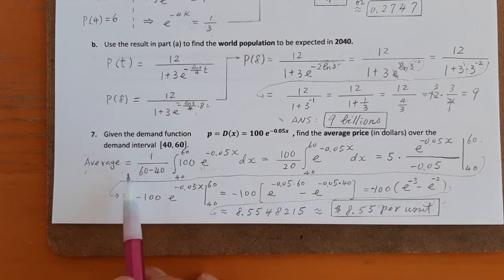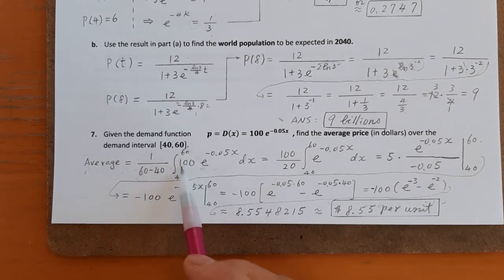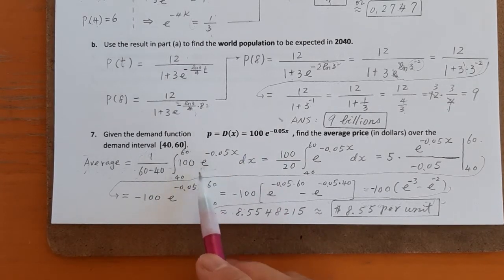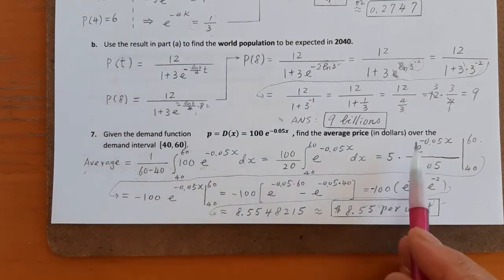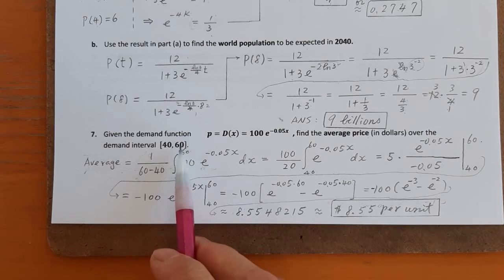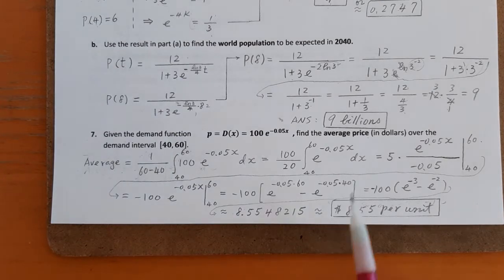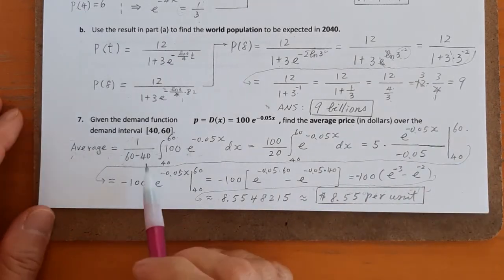So average equals the definite integral from 40 to 60 of the demand function, 100 e to the power negative 0.05 x dx, then divided by 60 minus 40. Then you get the average price, the same price for each unit. That's what we call the average price for each unit.